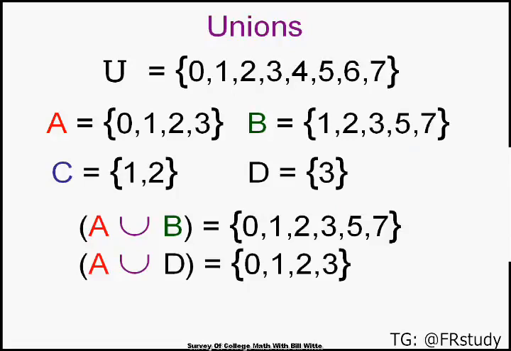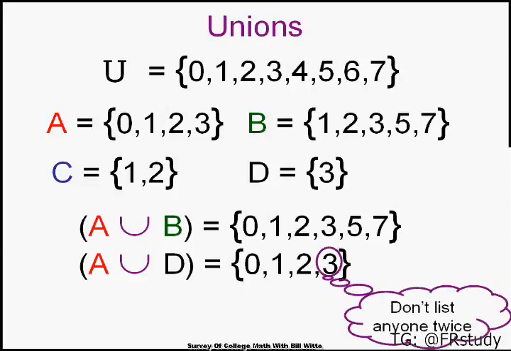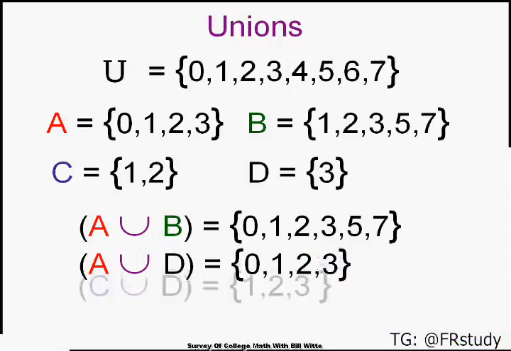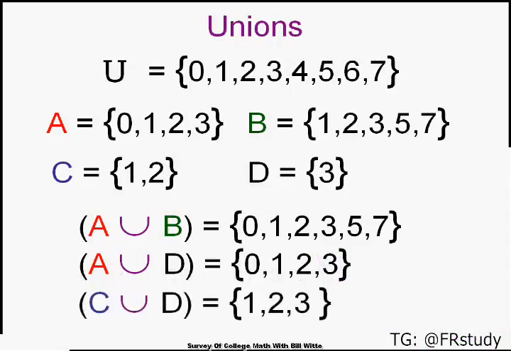The union of A and D is going to be 0, 1, 2, 3, and D really didn't add much to it because it was already there. We don't write it twice, so it's 0, 1, 2, 3. Don't list anyone twice, okay? The union of C and D is just put them together. 1, 2, 3. That's easy, okay?